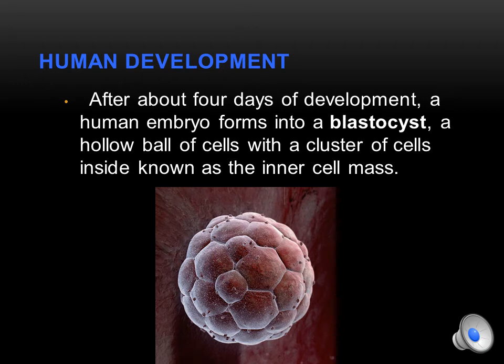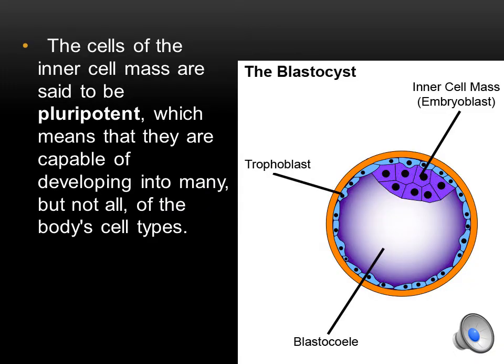Now, after about 4 days of development, the embryo forms a little ball. It's a cluster of cells, and it's called a blastocyst. I had mentioned it a little bit earlier. And the inside of this cluster of cells is known as the inner cell mass. Now, the cells that are inside of there are said to be pluripotent, meaning that they can develop into many different types of cells, but not all, like the totipotent ones.